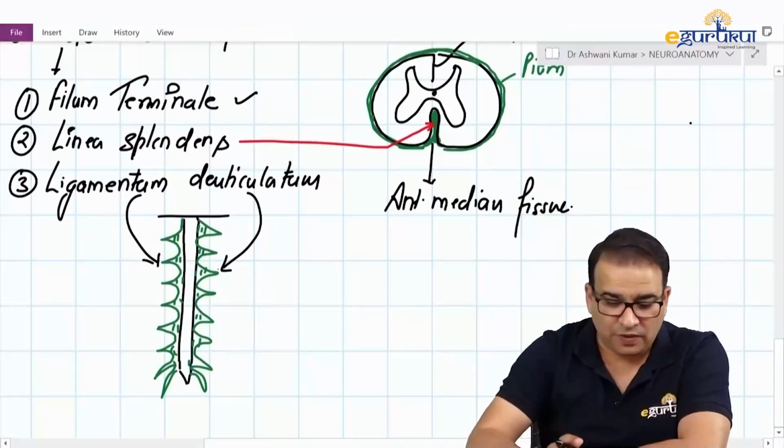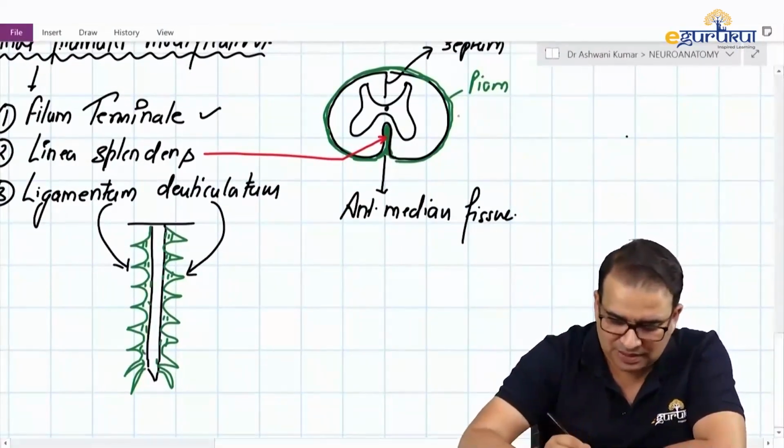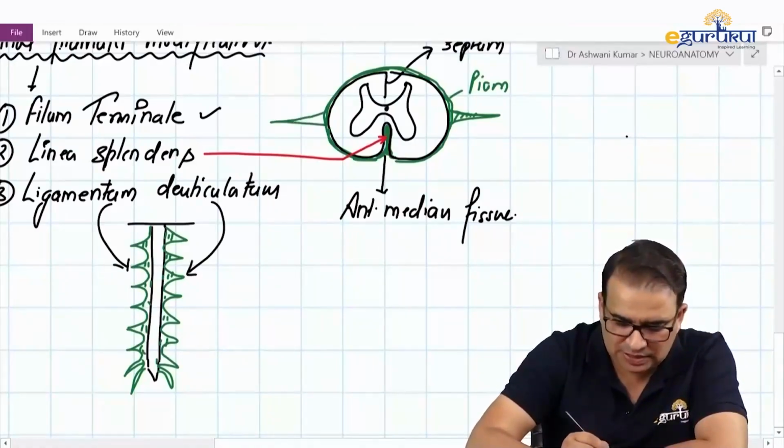Now, if I have to show you the ligamentum denticulatum in the transverse section, how will it look? Something like this, exactly in the center, like this. This is how the ligamentum denticulatum looks when you see it in the transverse section.